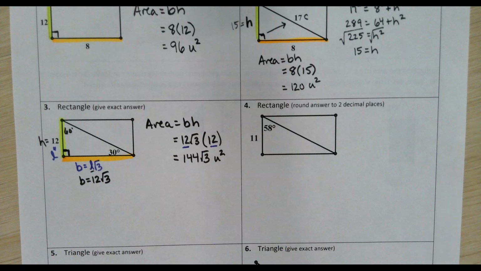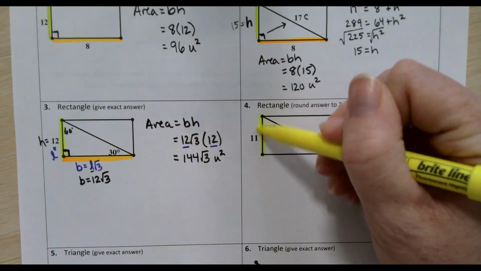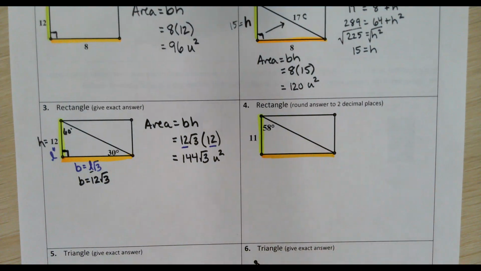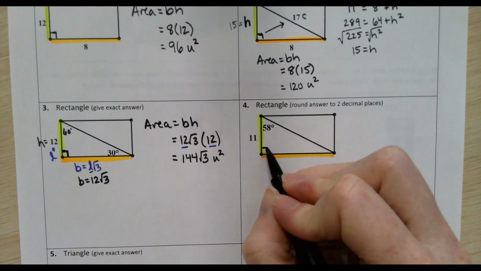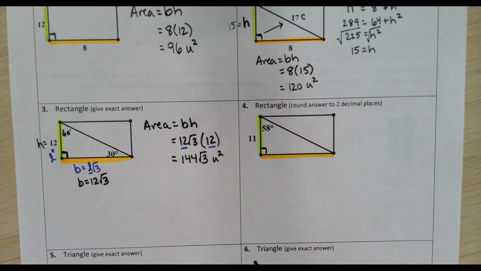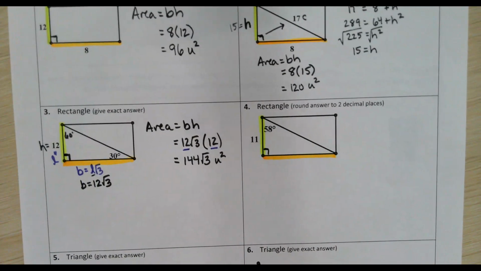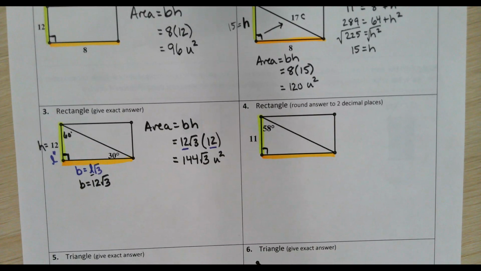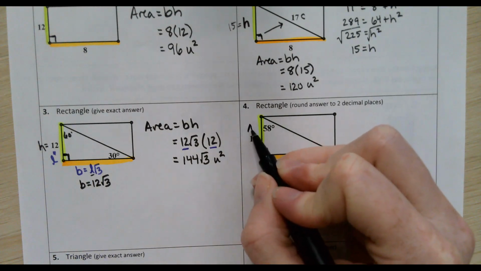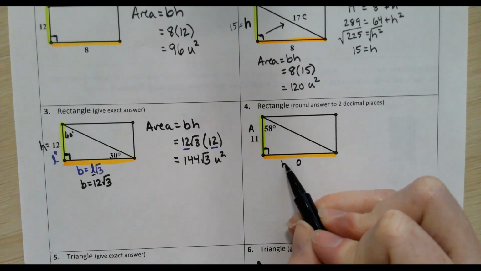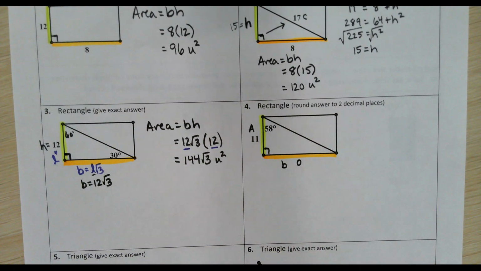Number 4 is similar. We have a height, most people would call it, but we don't have the base that we're looking for. And that 58-degree angle is not going to be an angle that is helpful in terms of 30, 60, 90s, or 45, 45, 90s. So I think this one is going to be where my SOHCAHTOA is going to come in and help me out. This would be the adjacent side. The base that I'm looking for is the opposite. So I'm going to go ahead and put a B there so that I can remember that's the goal.